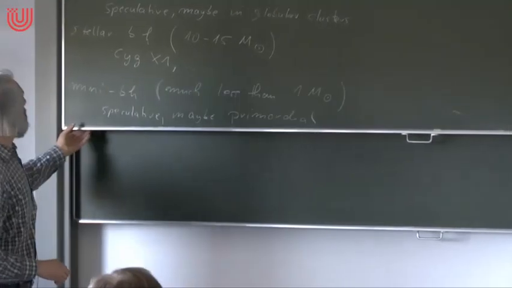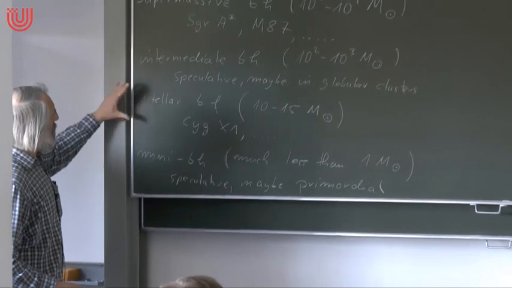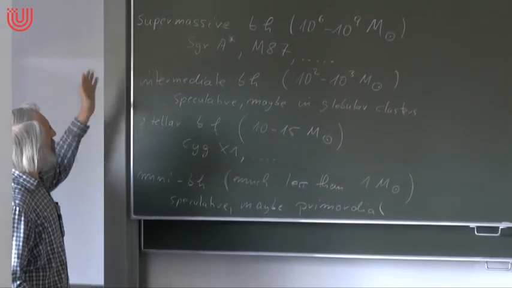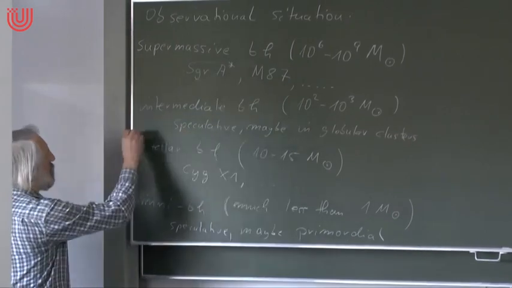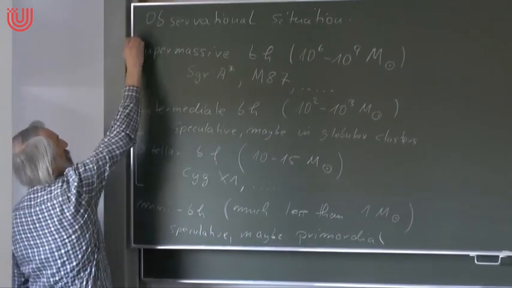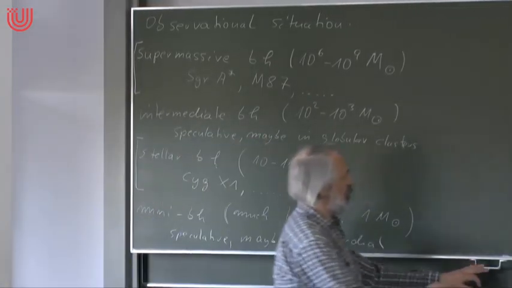So these are the four classes of black holes, and when we discuss our mathematical models, and after that, the astrophysical relevance, the possibility that they are actually observed, then we will concentrate on these two classes. And I will speak about that later in the course in some detail.